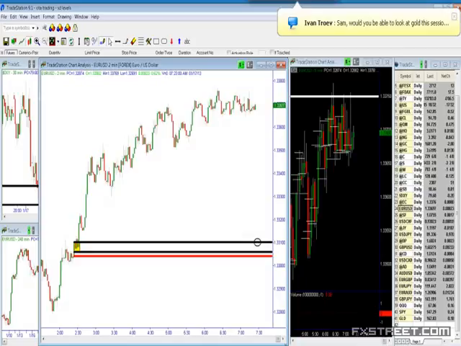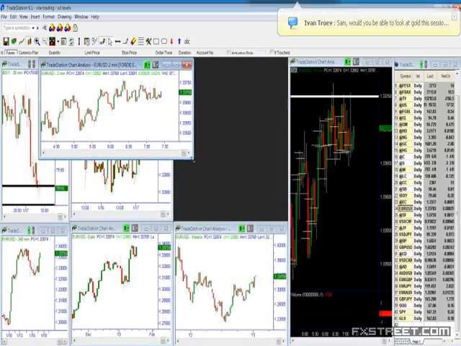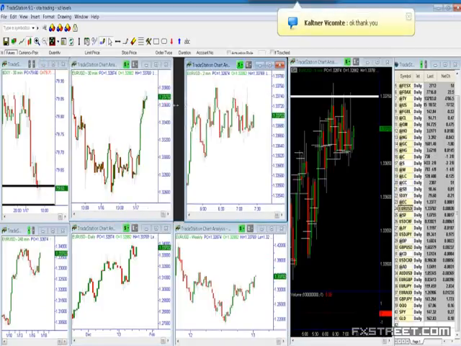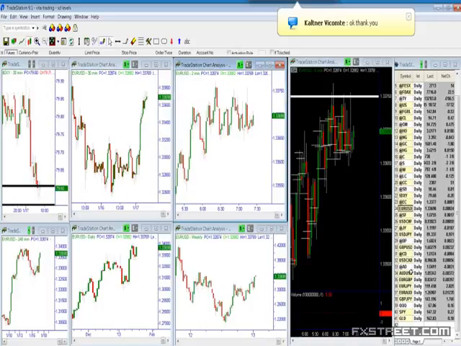Anyway, I didn't mean to spend that much time on it, but I know there were a couple questions. Boyke had the question and another one. So hopefully that was helpful. Let's move on and let's go to another market. I think we're looking at the pound.